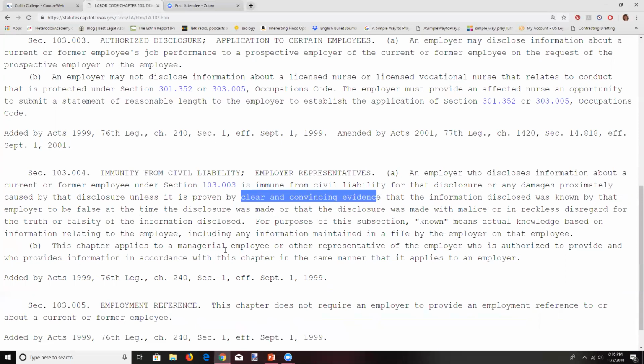This chapter applies to a managerial employee or other representative of the employer who is authorized to provide and who does provide information in accordance with this chapter in the same manner that it applies to the employer.